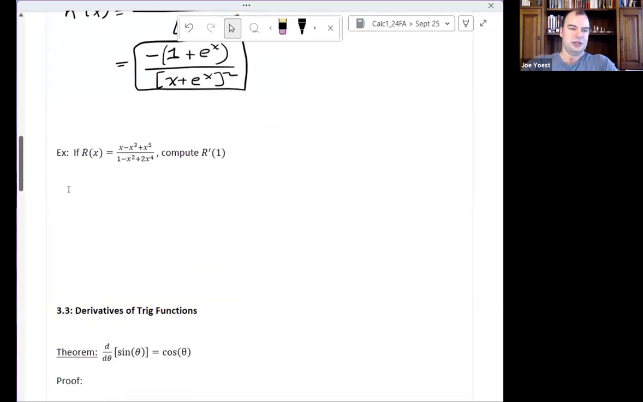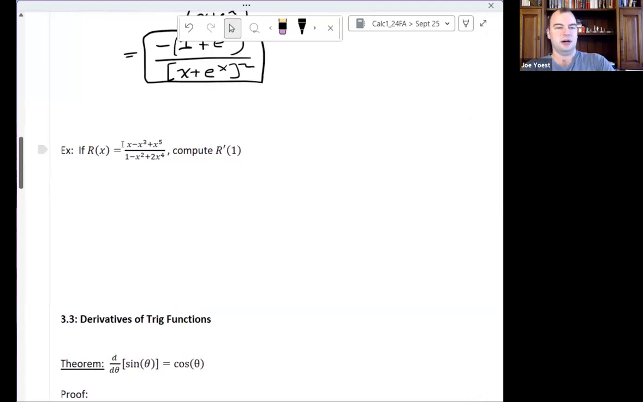Okay, second example here, we have r of x equals this rational expression, x minus x cubed plus x to the fifth, all divided by 1 minus x squared plus 2x to the fourth. We want to compute r prime of 1. Now, our standard strategy would be to find r prime of x as a function of x, and then plug in 1.